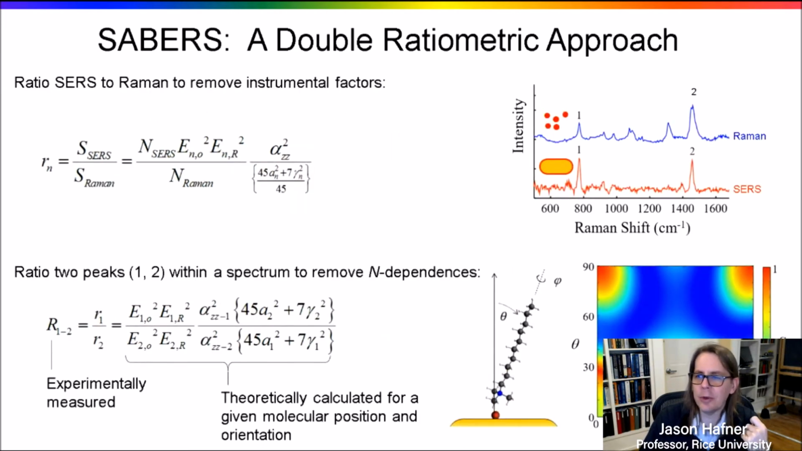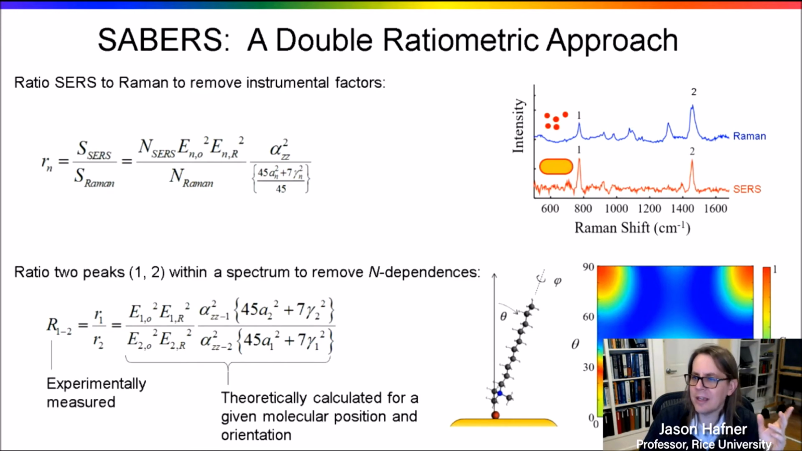Yeah, so here what we do is we say, okay, we've got to get rid of all these unknowns: the number of molecules we don't know, the spectral efficiencies. So we take ratios. Here, for example, is a molecule. This is the surfactant, CTAB, that's originally on the rods. Here's the Raman spectrum of CTAB, and here is the SERS spectrum of CTAB. So clearly these two modes are showing up in each case.